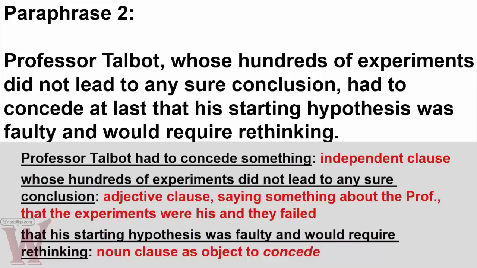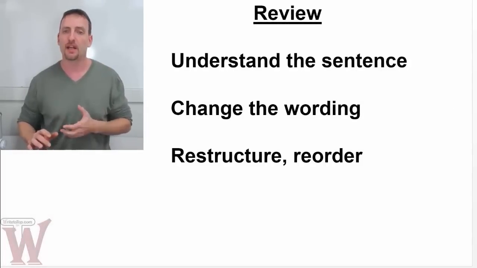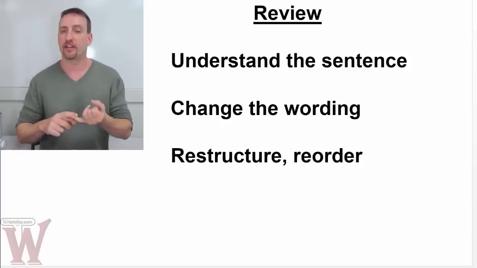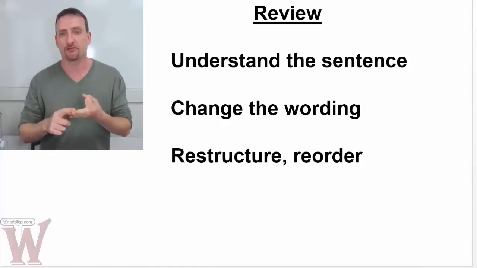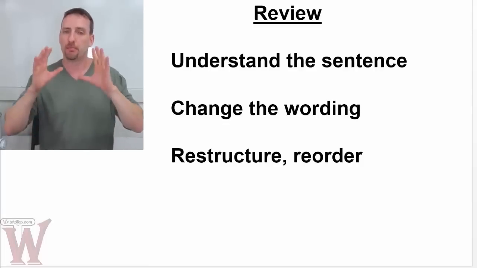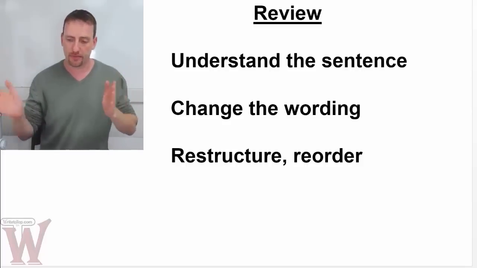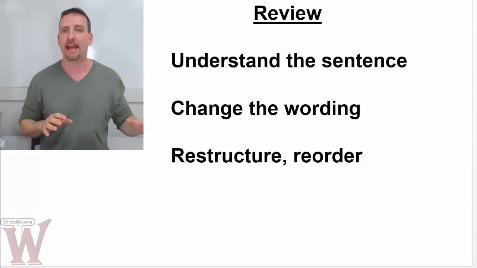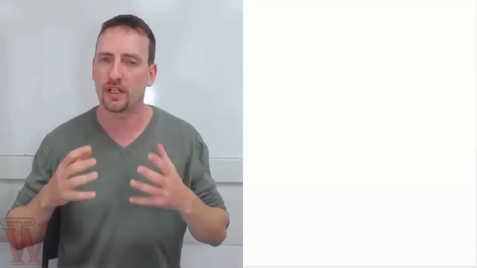But look at the structures. Look how they've changed. Look at the vocabulary that's changed. This sentence means the same as the original sentence I showed you before. Okay? So in review, how to paraphrase. Understand the sentence, change the wording, restructure it, reorder it, make sure you keep the same meaning all the way from beginning to end, original and paraphrase. That's it. Very simple. I mean, it's not very simple, but it's not very difficult once you practice it a little bit.